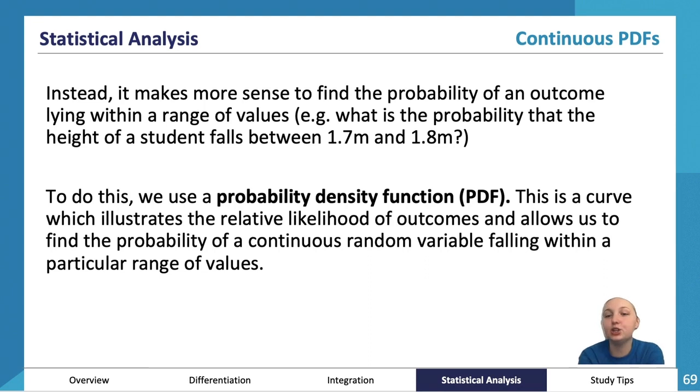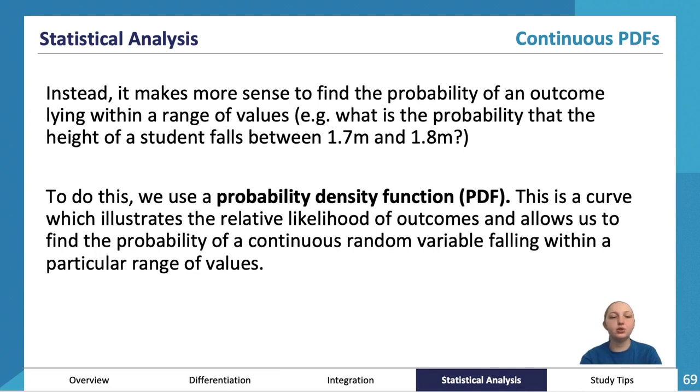To do this, you will use probability density functions. A lot of people hate these, but once you get your head around them, they're not too tricky. Essentially, a probability density function, or a PDF, is a curve that helps us to see the relative likelihood of an outcome and allows us to find the probability of a continuous random variable falling within a particular range of values. So we could find between 1.7 and 1.8, or between 1.7 and 1.72 if you wanted to. You can find all different types of probabilities.